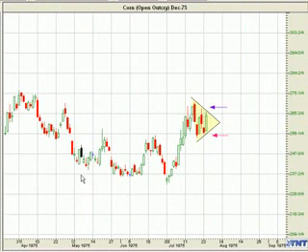You always want to have a stop in place. Never place an order without a stop. It is your insurance policy against getting wiped out by the market.